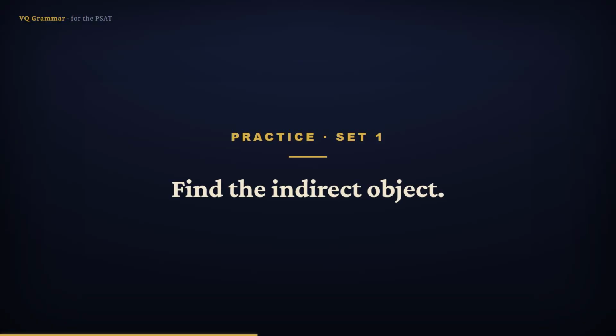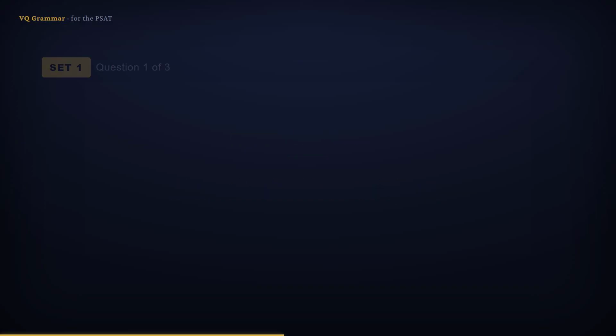In this first set, find the indirect object, the person or thing the action is done to or for. Look right after the verb, before the direct object. Pause and try each one before I answer.